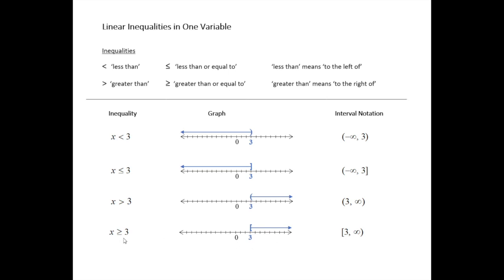X greater than or equal to 3 will be everything to the right of 3, and the number 3 is included. So here we use the square or closed bracket for this endpoint to show that it is included. And with the interval notation, we also use the square or the closed bracket on this lower endpoint. And we always use the open bracket with infinity. These are examples of unbounded intervals because we go either to positive infinity or negative infinity. Now let's look at an example of a bounded interval where we have a finite value for the lower and the upper bound.